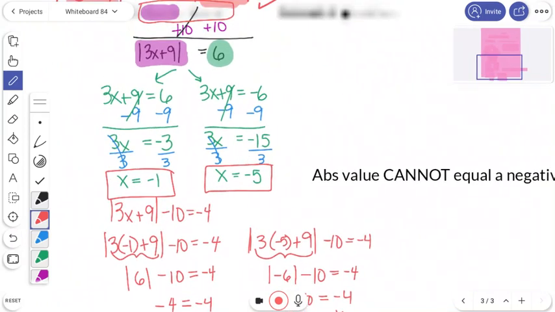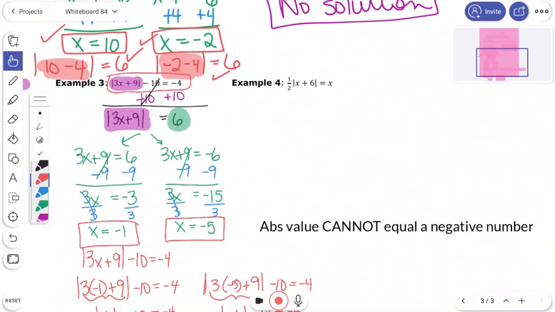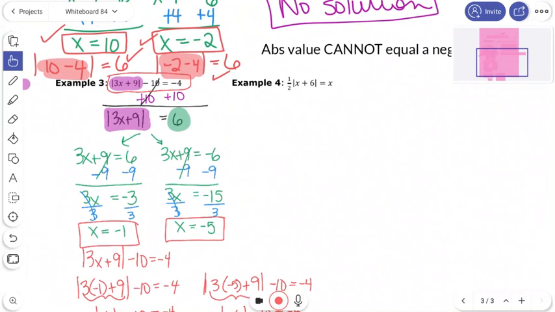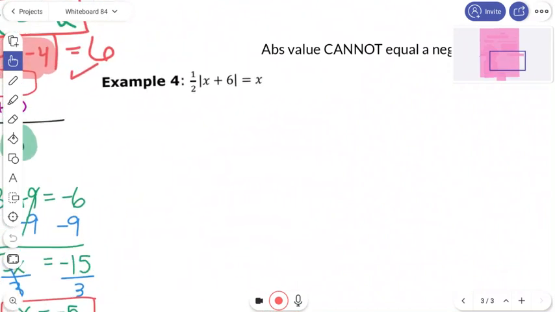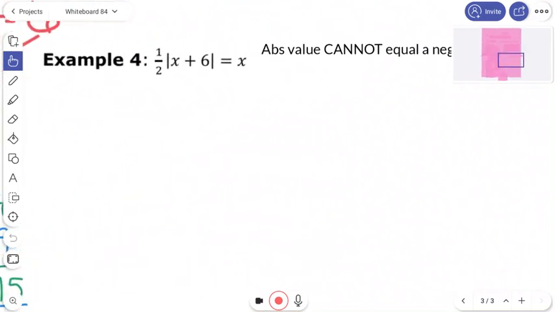One more example. I don't know why this phrase that I typed up here keeps moving around. Sorry, guys.